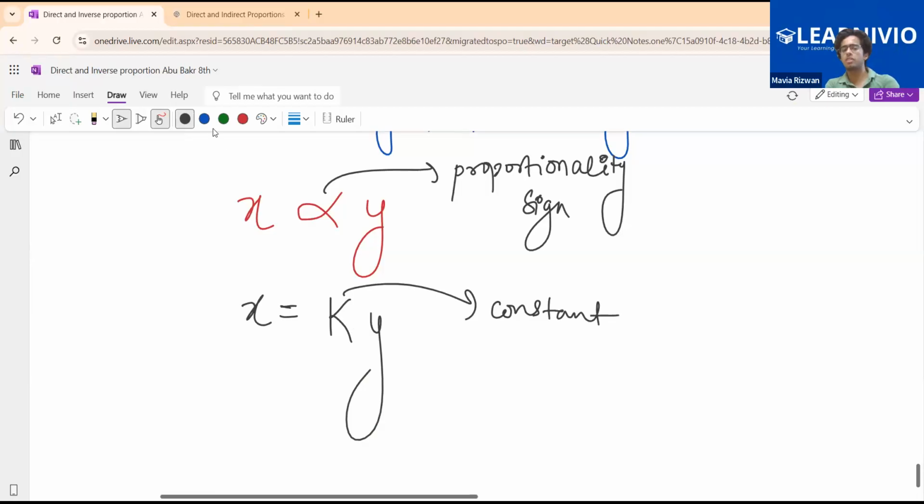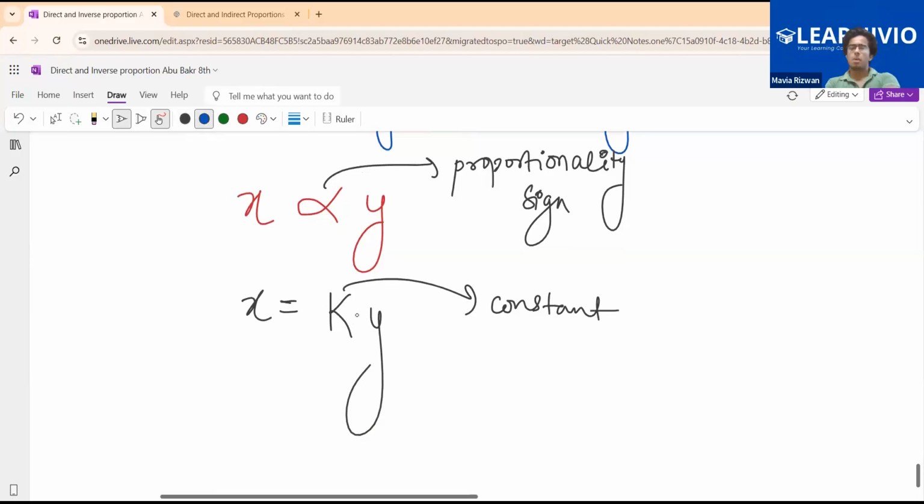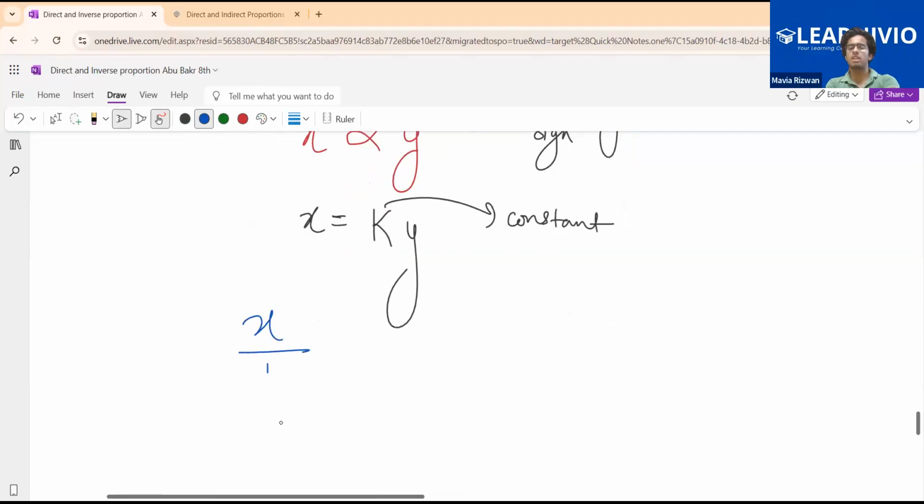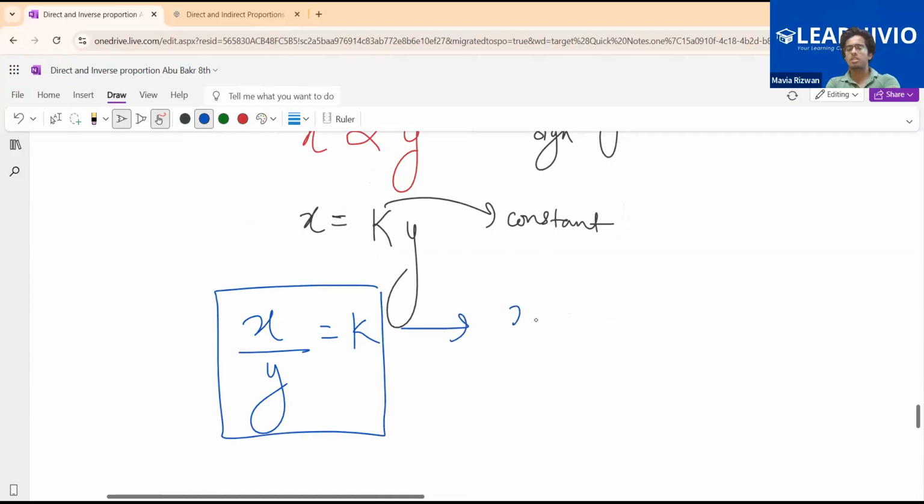Now you'll say, sir, I don't understand this right now. But okay, if I take this y on the left side, on the down, it should be x by y is equal to k. Now, this statement means that x by y is a constant. x by y is a constant.